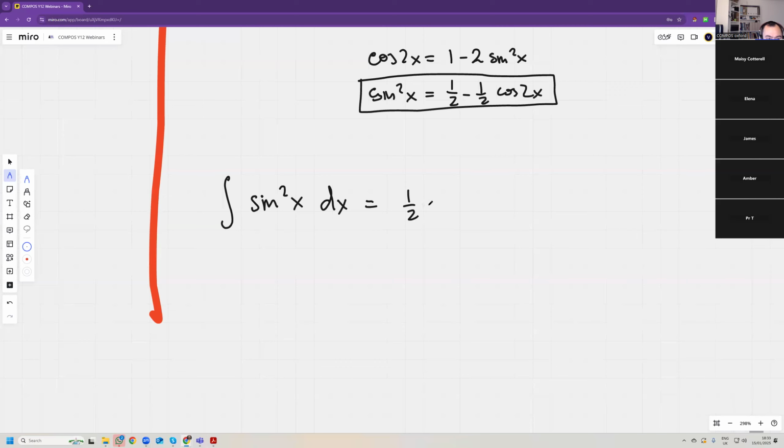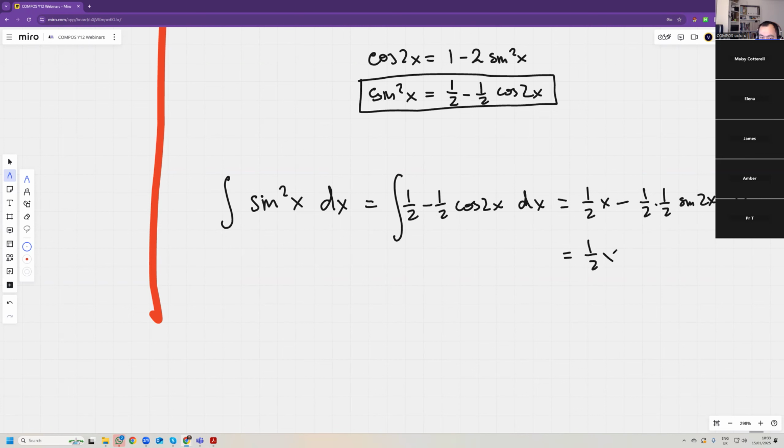So it's 1/2 minus 1/2 cos 2x dx. Now I'm going to integrate because I know how to integrate this. It's going to be 1/2 x minus, so integrating this is going to be 1/2 times 1/2, 1/2 times 1/2 times sine 2x plus c. So that is 1/2 x minus 1/4 sine 2x plus c. I hope that makes more sense.